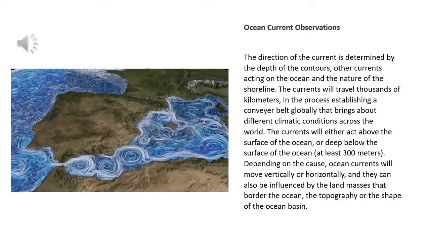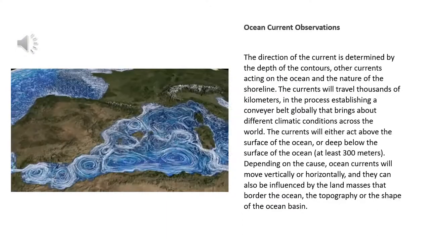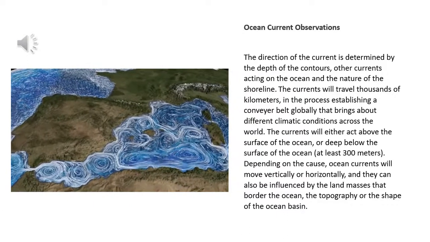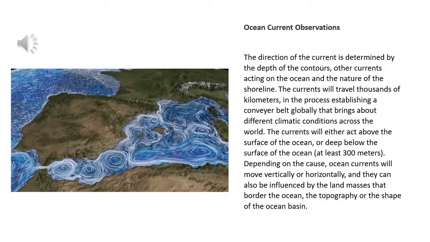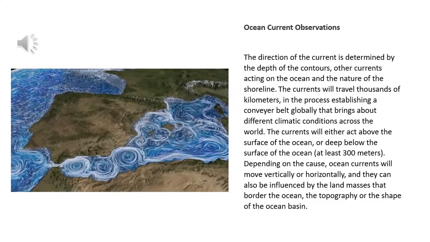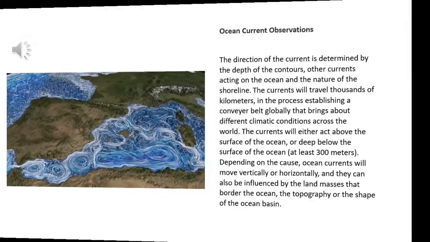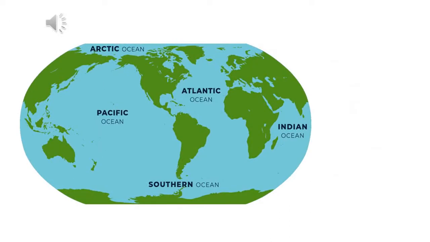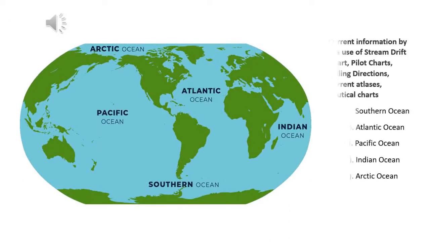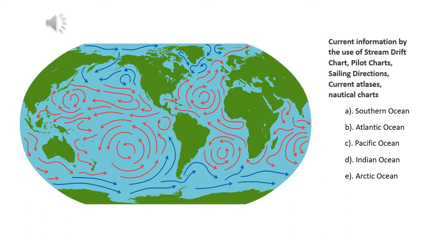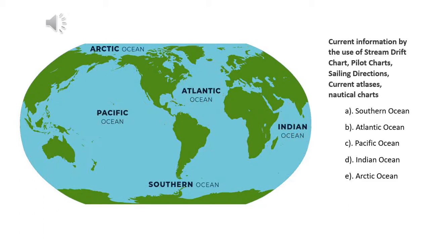Depending on the cause, ocean currents will move vertically or horizontally, and they can also be influenced by the land masses that border the ocean, the topography, or the shape of the ocean basin. Current information is obtained by the use of stream drift charts, pilot charts, sailing directions, current atlases, and nautical charts.